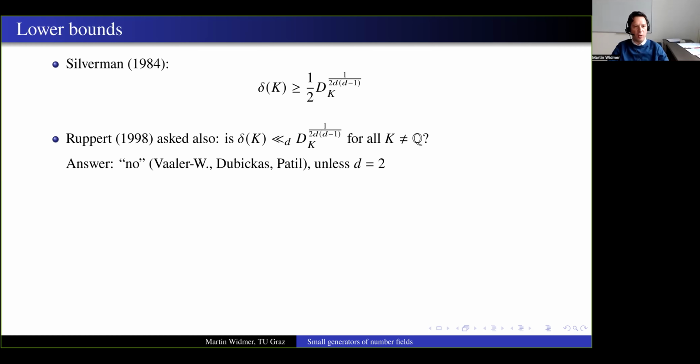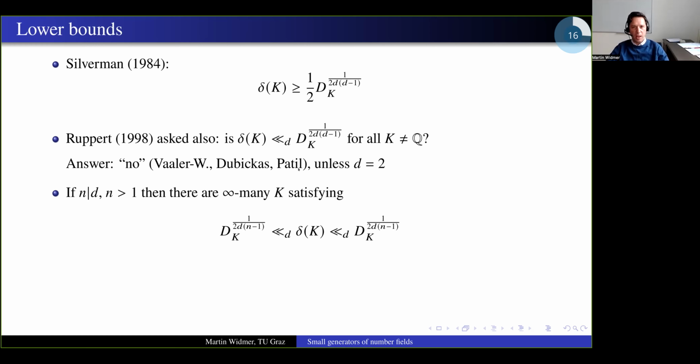Okay, but more is to be said on lower bounds for the delta invariant. It's quite easy to construct fields that have a large delta invariant. If you have a divisor n of d strictly bigger than 1, you can easily produce infinitely many fields K whose delta invariant is bounded from above as well as from below by d_K to the 1 over 2d times n minus 1.